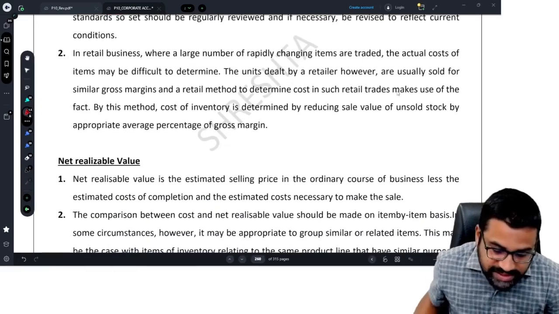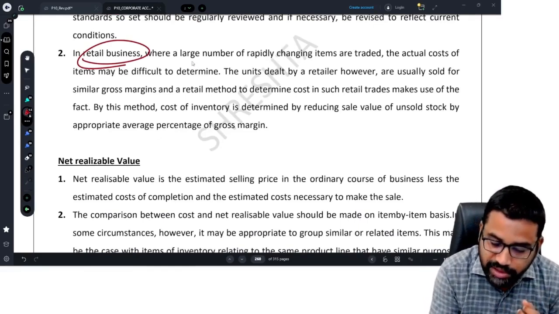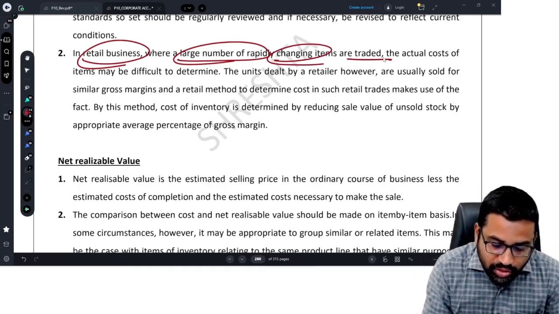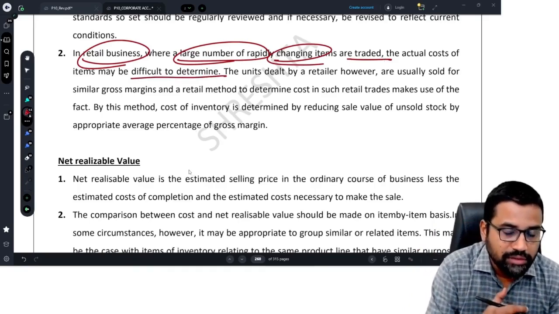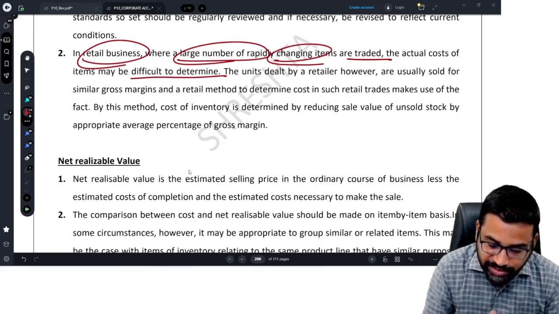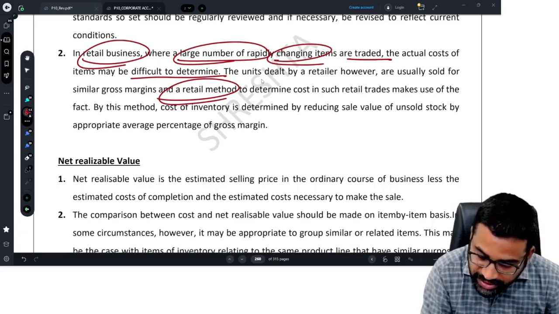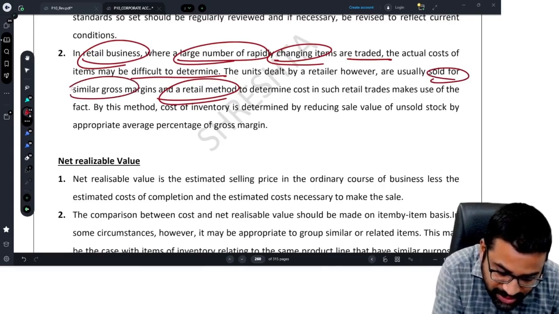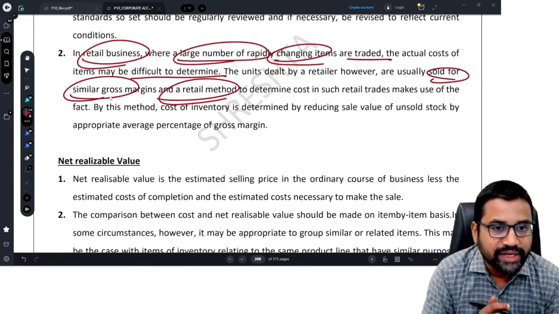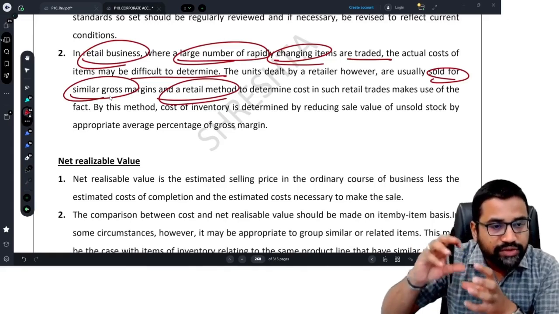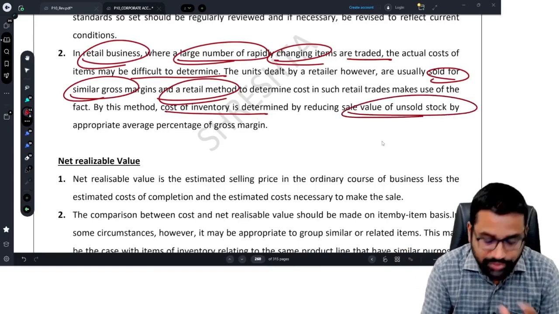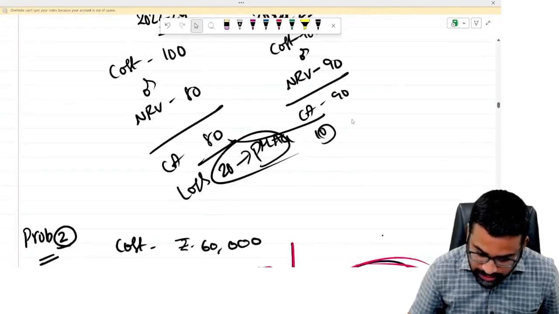And if you are in retail business, like DMart, the standard suggests one more method. When a large number of rapidly changing items are traded, changing every day, the actual cost of items may be difficult to determine. That's why they said you follow the retail price method. The most important thing is that the units dealt by the retailer are usually sold at a similar gross margin. The margin should be more or less the same. Now in this method, how to determine the value of inventory? Simple. Take the sale value of the unsold stock and from that reduce the margin. So this is the method we can follow.